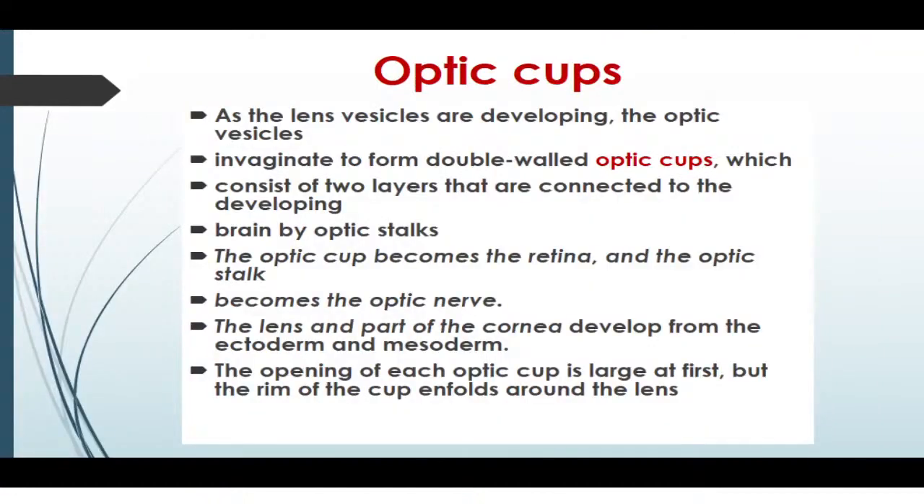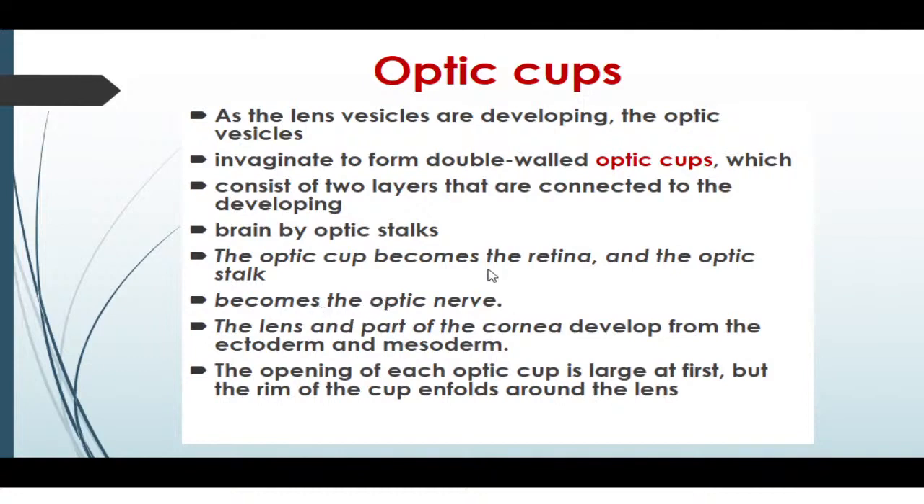We'll continue our discussion. Optic cup. It's very important to understand that the optic cup is a double structure, left and right, and each optic cup is the result of developing optic vesicles that invaginate to form the double-walled optic cups, which consist of two layers that are connected to the developing brain by the optic stalk.